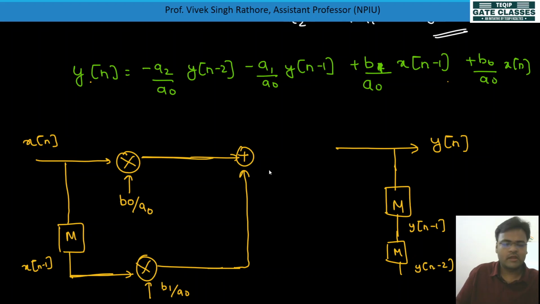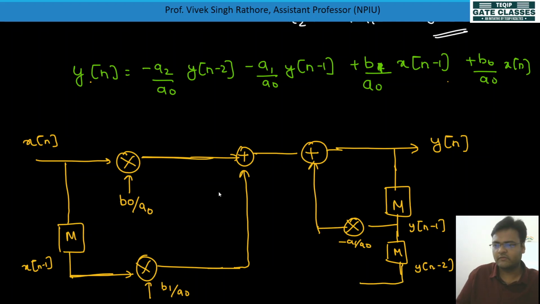Now what will happen? This combination will come on, and again some combination will come on. Which combination? y of n minus 1 will be there. We can take y of n minus 1 here, multiply it with minus a1 by a naught, and add it over it. And here also y of n minus 2 will be there, and some addition will be there. We keep y of n minus 2 multiplied by minus a2 by a naught, and we'll add it.